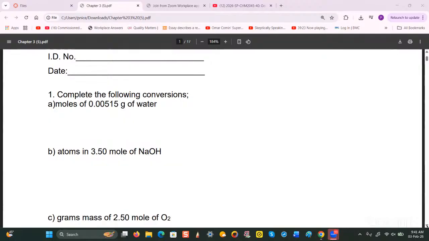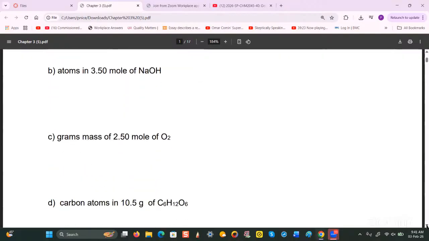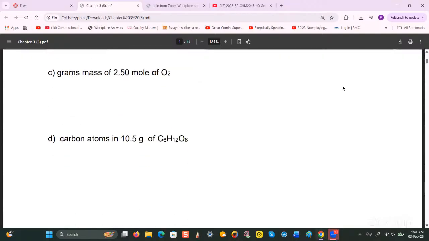So let's see if you can do C. Let's hear what you have to say about C. In the case of C, they gave you 2.50 moles of oxygen, O2, and that's important. The fact that you have 2 oxygen atoms per molecule, right? And you're asked to determine the grams of O2 present, all right? So how would you do this problem?